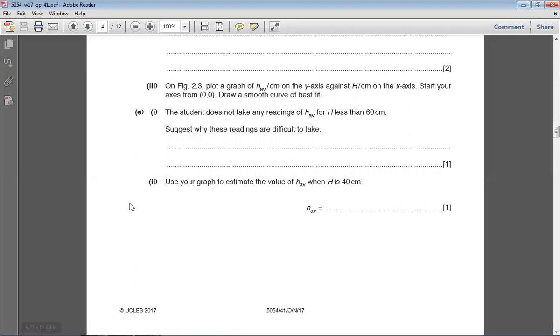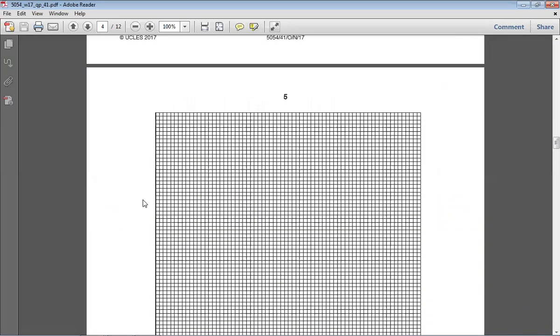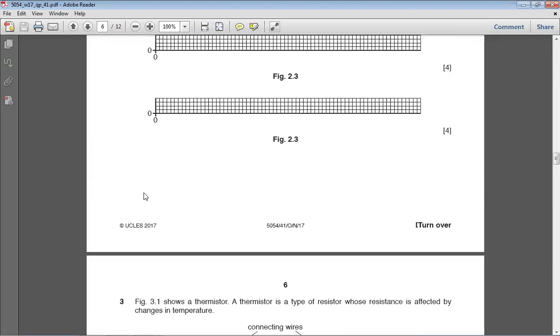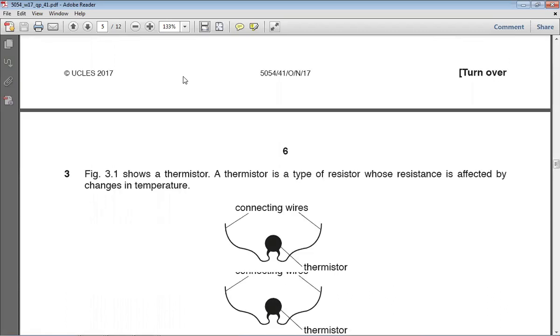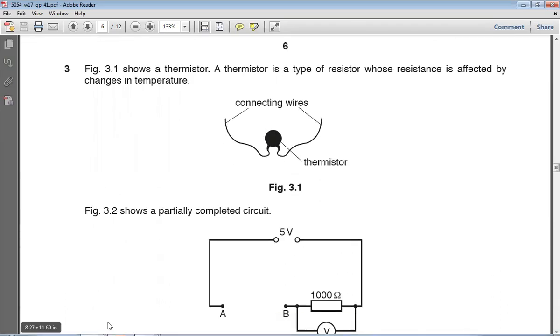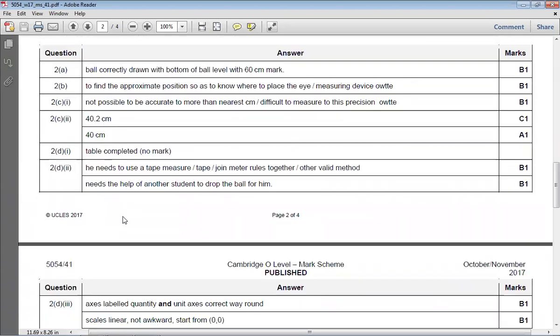Okay, now let's check. We are done with this part. So question number 2 is completed. Question number 2 is completed. So let's have a look at the marking scheme. Here we go.